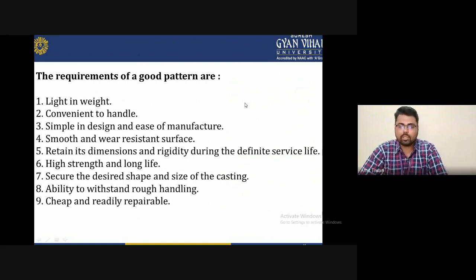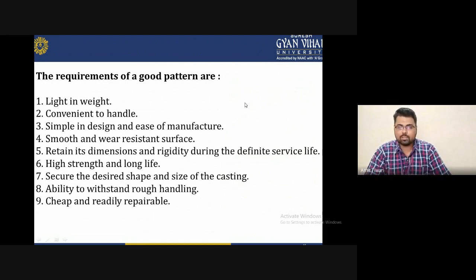You can say that it is simple in design and easy to manufacture, because the line indicates that if you want to make a simple design or a complex design, both can be manufactured, giving the structure a simple or complex form for making the casting. Fourth one is a smooth and wear resistant surface. It is also a good requirement of a good pattern that a smooth and wear resistant surface is provided when you make a pattern.